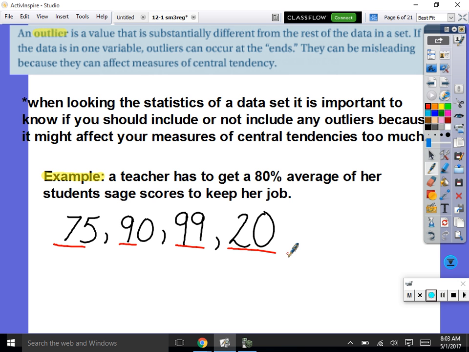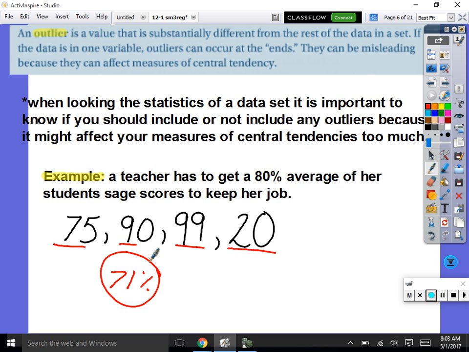Let's try and find the average. So hurry and add this up. 75 plus 90 plus 99 plus 20, divided by 4. What's the average? 71. Okay. This teacher loses their job, but hopefully this teacher will then say, can I have my data so I can look at it?